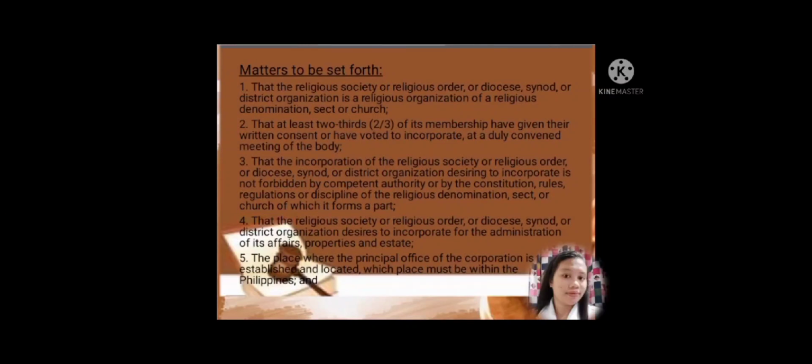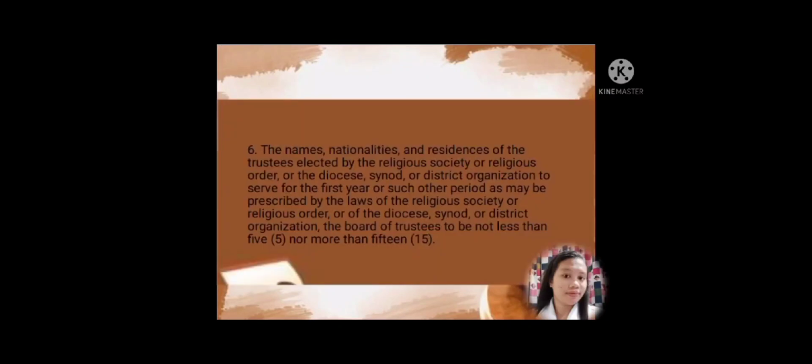Number 5, the place where the principal office of the corporation is to be established and located, which place must be within the Philippines. Lastly, the names, nationalities, residences of the trustees elected by the religious society or religious order or the diocese, synod, or district organization to serve for the first year or such other period as may be prescribed by the laws of the religious society or religious order or of the diocese, synod, or district organization, the board of trustees to be not less than 5 nor more than 15.